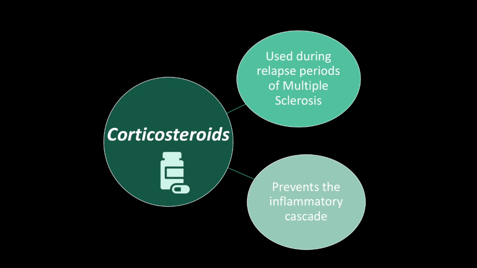During relapse periods of MS, acute exacerbations of MS symptoms may occur. Medications such as corticosteroids may be administered to provide rapid clinical response by preventing the inflammatory cascade characterized in MS immune response attacks to nerve tissue.